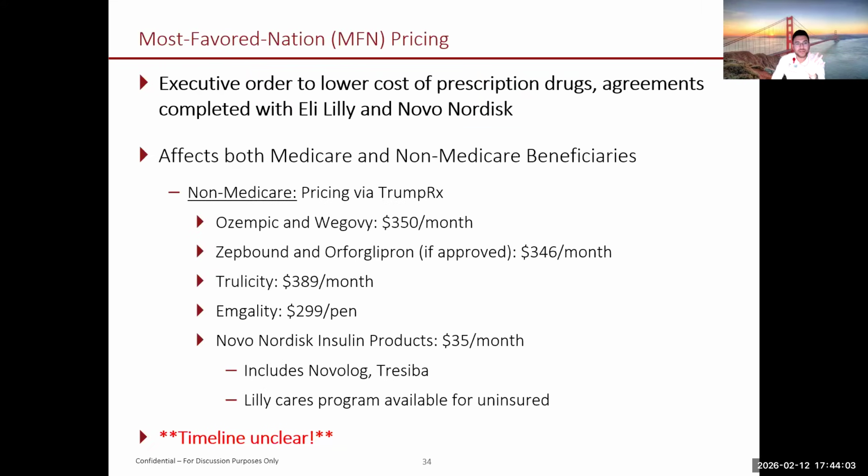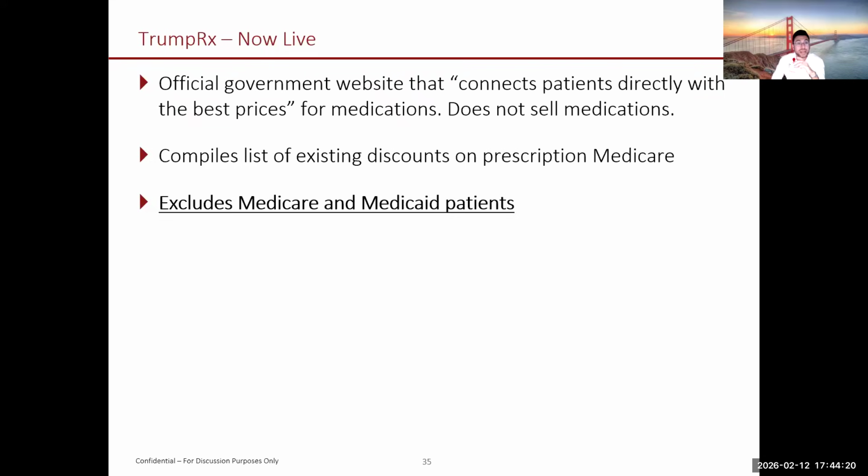The pricing that this most favored nation pricing is supposed to be viewable at Trump RX. You can see a number of medications that are used in diabetes or adjacent conditions and what they're supposed to be. Now, this actually rolled out last week, and it's now live. Again, this is non-Medicare, and it's termed as an official government website that connects patients directly with the best price for medication. So it's basically a repository of discounts for certain drugs. They do not sell drugs themselves. It compiles just a list of those discounted prices.